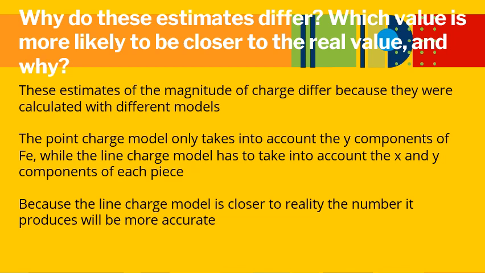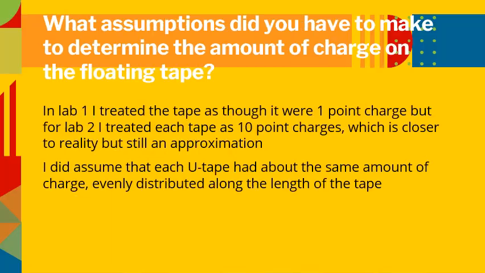These estimates of the magnitude of charge differ because they are calculated with different models. The point charge model only takes into account the y components of the force of the electric field, while the line charge model has to take into account the x and y components of each piece. Because the line charge model is closer to reality, the number it produces will be more accurate.